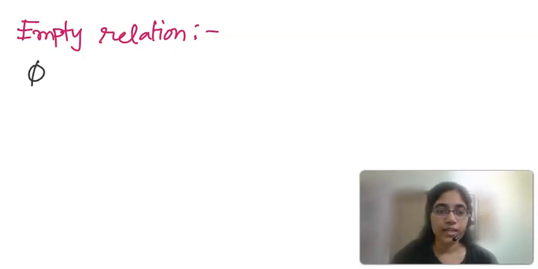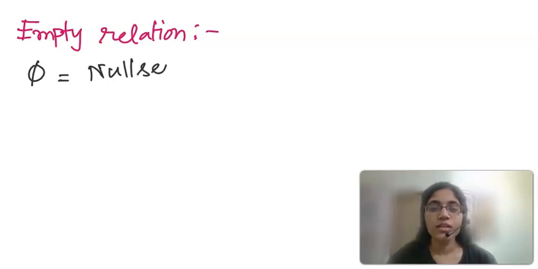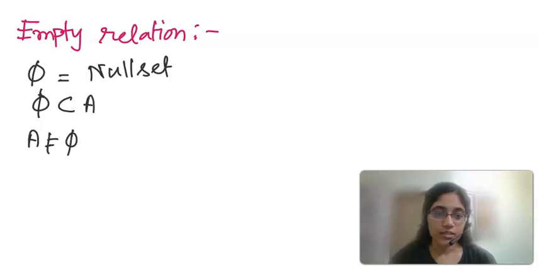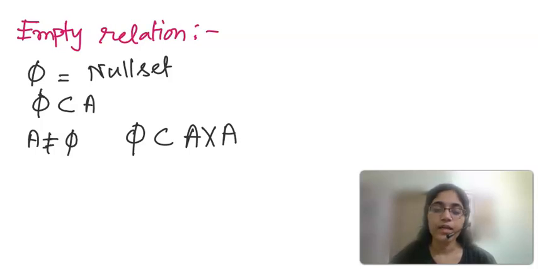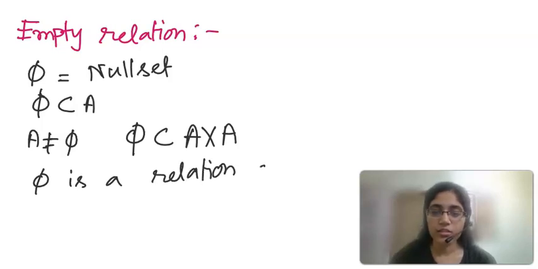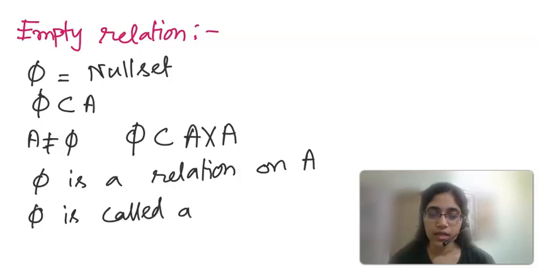So we know that the null set is denoted by this symbol. The null set is always a subset of any set. So suppose A is a non-null set, then the null set is a subset of A cross A. Therefore, we can say that the null set is a relation on A. So the null set is called an empty relation.